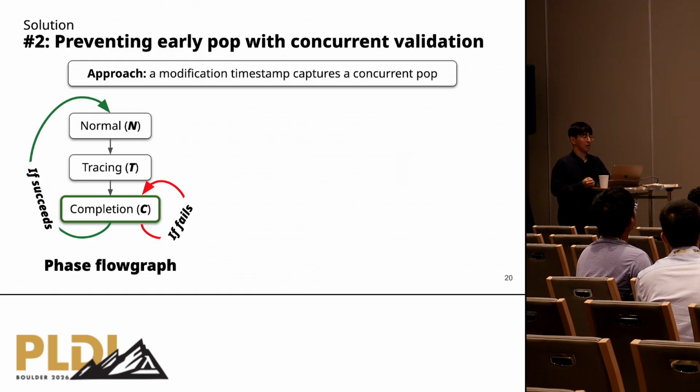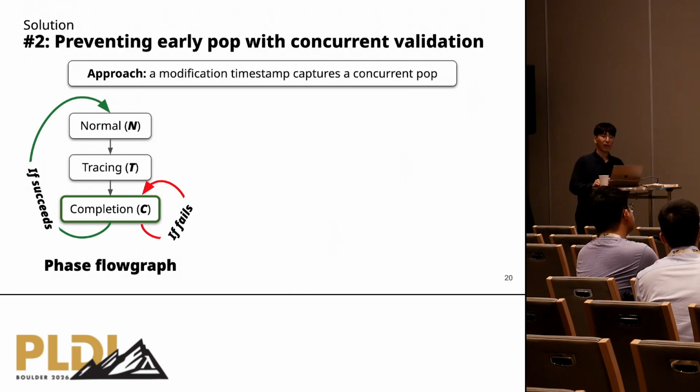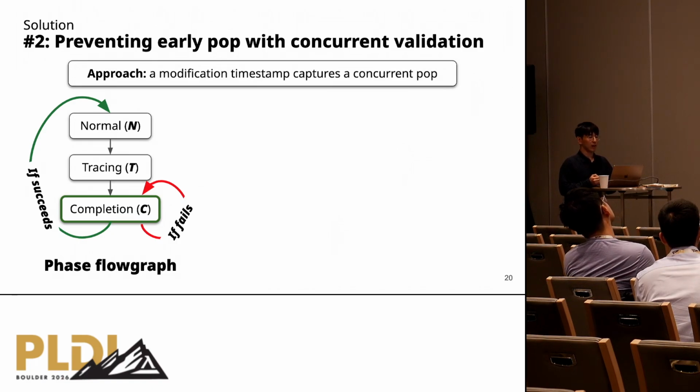Now the early pop, which we fix with concurrent validation. The core idea is a modification timestamp that captures a concurrent pop, and the flow graph on the left is the validation loop. From completion, we either succeed back to normal or fail and retry.